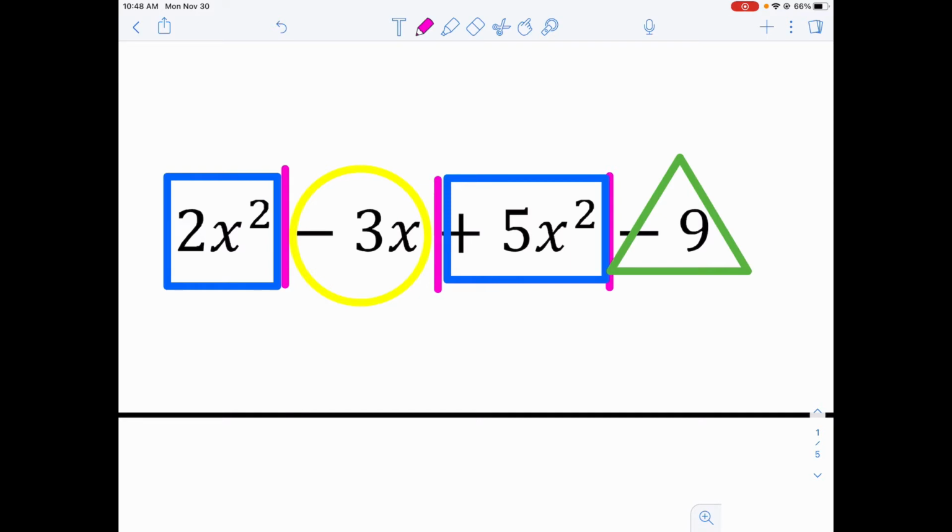So I see that 2x squared has a box and a positive 5x squared has a box, making these like terms. Negative 3x does not have any like terms, so there's nothing to link it to, and the same for a negative 9.